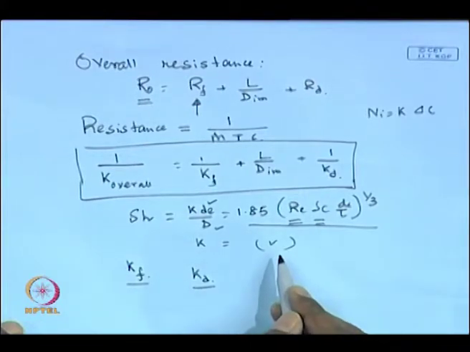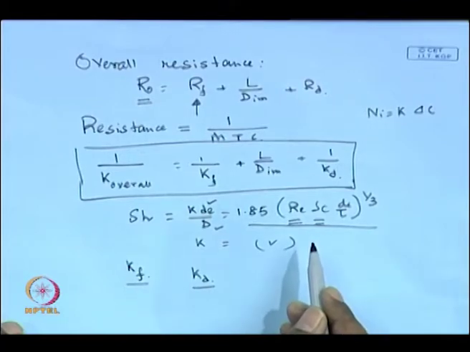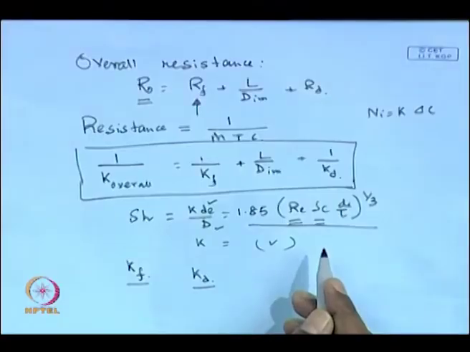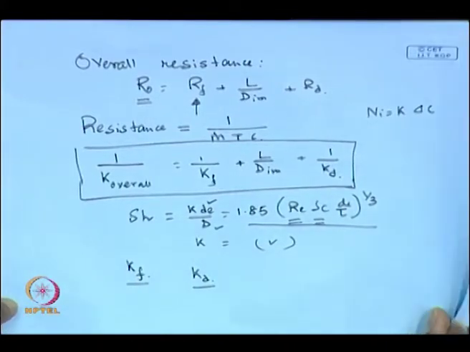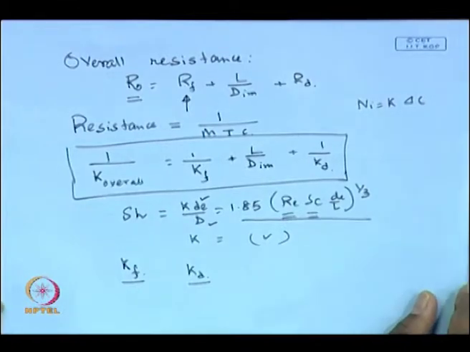If the flow is turbulent, you have to use the Dittus-Boelter relationship to estimate the mass transfer coefficient. So, depending on your situation, you can estimate the mass transfer coefficients and will be able to calculate the overall resistance and find out the overall solute flux that is getting transported from the feed side to the dialysate side.